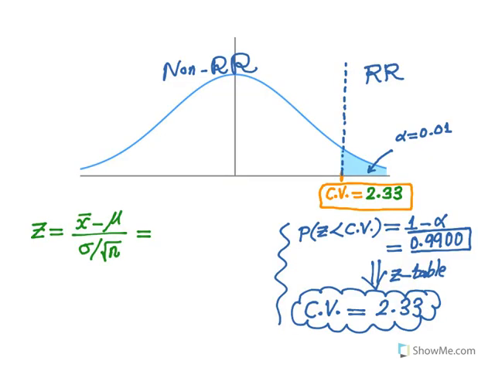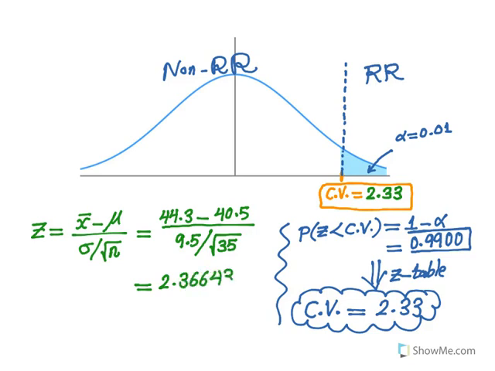So X bar was 44.3 minus mu, which is 40.5, divided by sigma, which is 9.5, divided by radical n, n is 35. If you do this on your calculator, you will get exactly 2.3663. But of course, you will not take all of these digits. For z, if you remember, for the z value, we always approximate to 2 digits after the decimal.